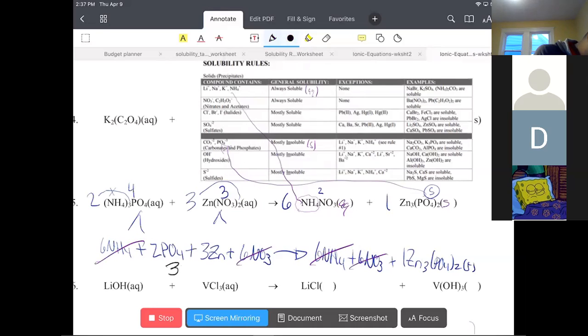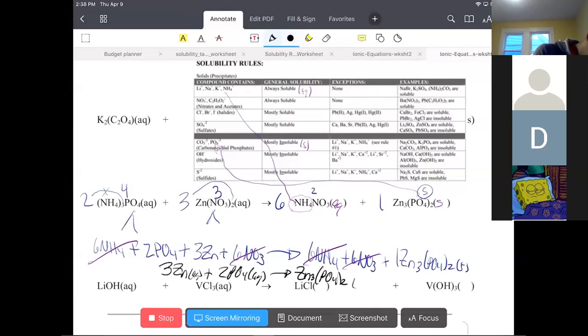Once again, I always like to rearrange it to put the positive one first, but you don't have to. You do have to put the states that way that we know, and then Zn3(PO4)2 with the 2 and make a solid. Questions on that?